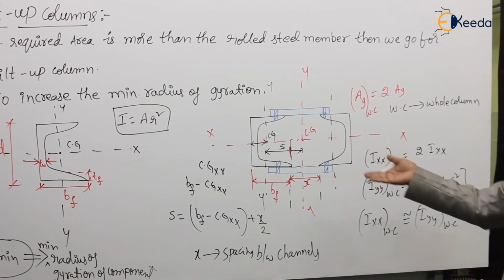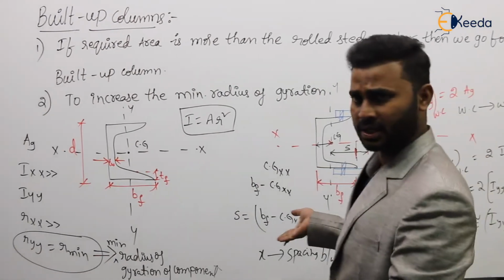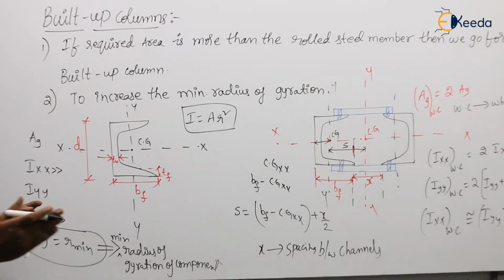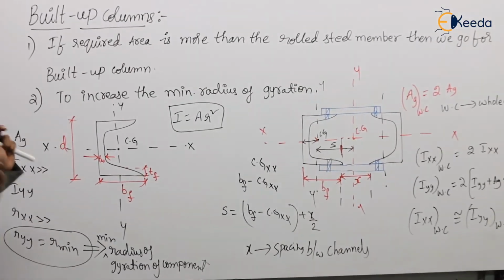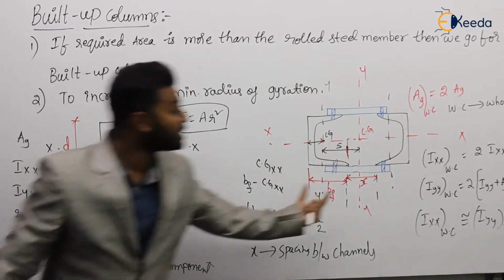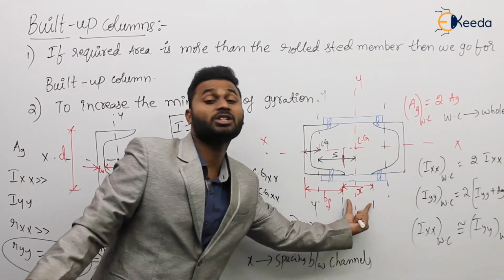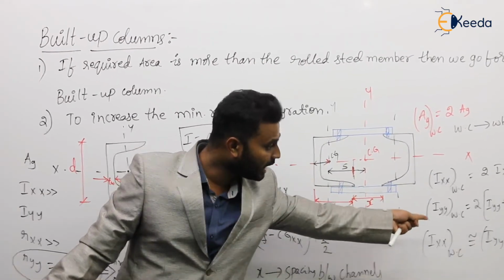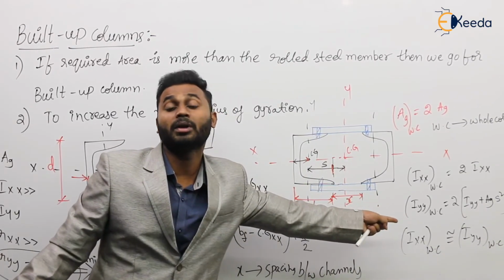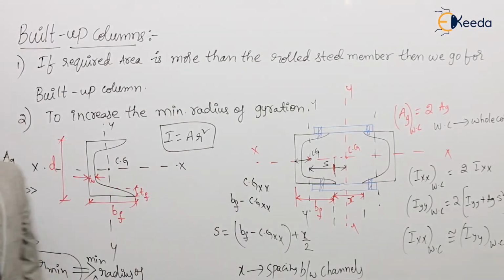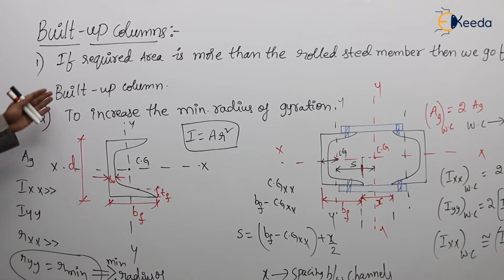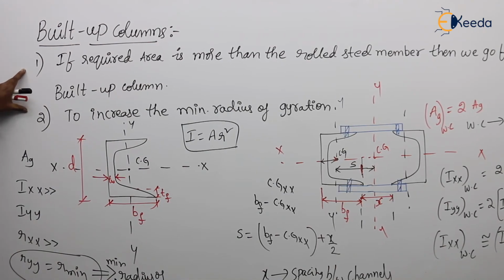I guess this is a simple strength of materials and engineering mechanics concept, but still it is required here. So in this way we are going to increase it. The increase in minimum moment of inertia all depends upon the spacing. So here the spacing plays a major role in a built-up column, and based on that only, the minimum radius of gyration is going to increase. Take that diagram down clearly. So this is about the condition for going for a built-up column.